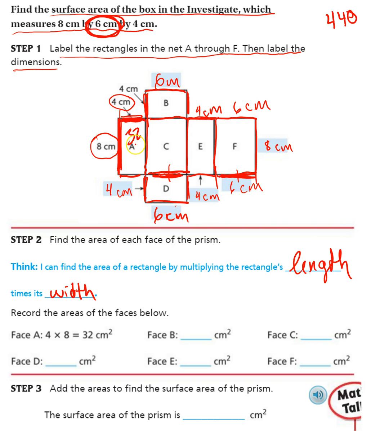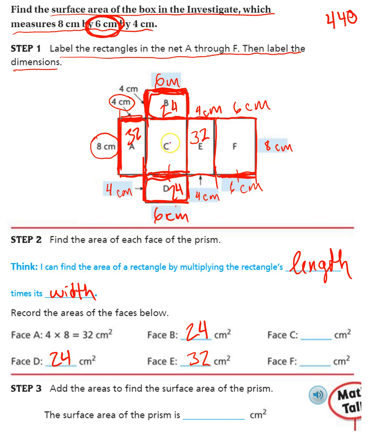So the area of A was 32. Well, this is the side of the box, and the other side of the box is going to be E, so I know E is also 32. Okay. Now let's find B. So this box right here, length is 4, width is 6. 6 times 4 is 24. So I know B is 24. And this is the side of the box, and so this would be the other side of the box, so D is also going to be 24.